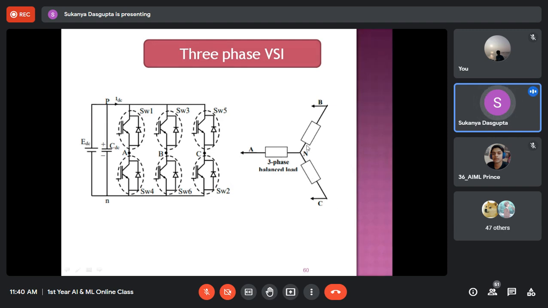These are all impedances of the load, and terminal A will be connected with the center point A between the two switches present in the first limb. B will be connected with the center point of the second limb, between the two switches SW3 and SW6, and the C terminal will be connected here. If you connect these three terminals with these three center points, then the load circuit will be connected with this inverter circuit. Here I have taken a star connected load. The load may be delta connected also.